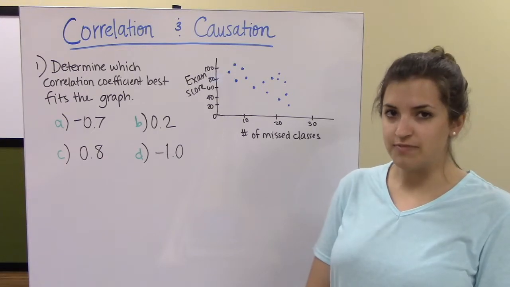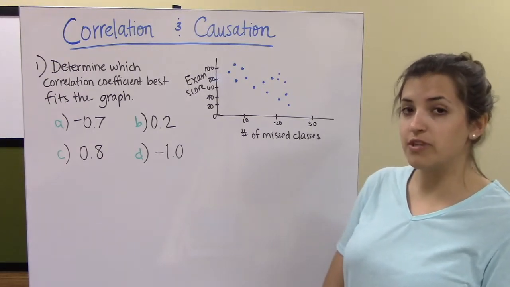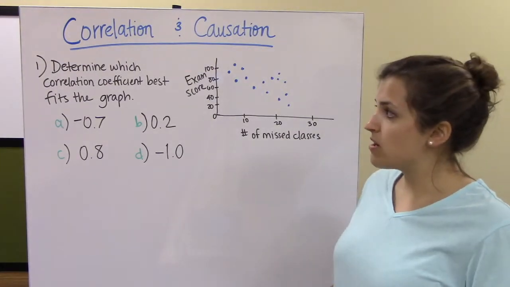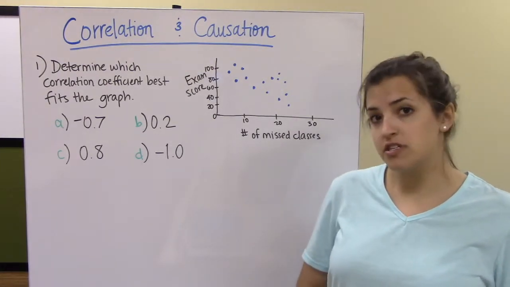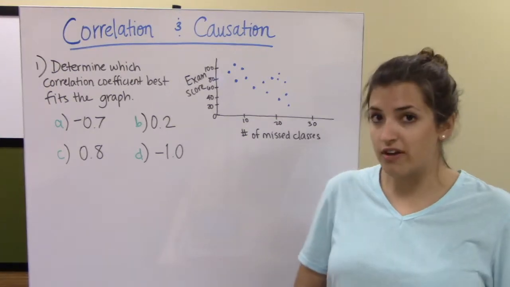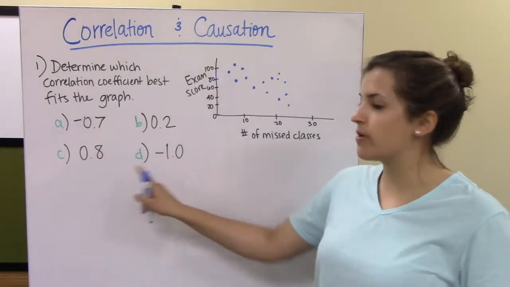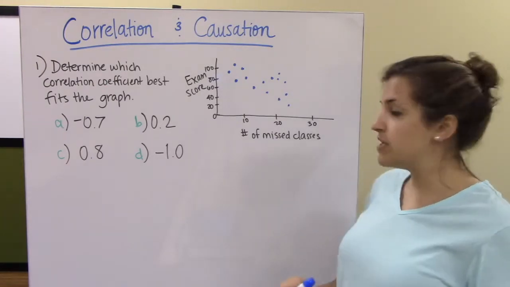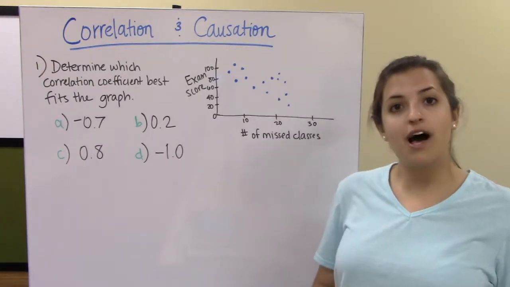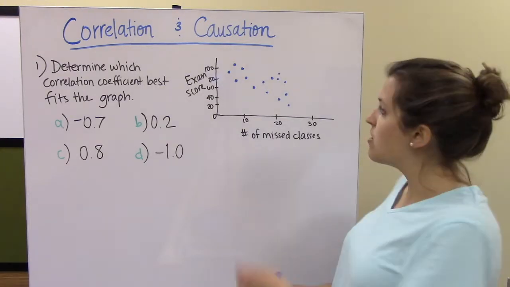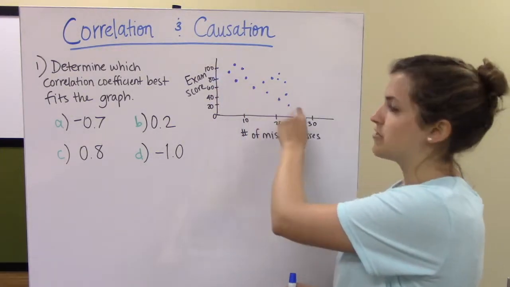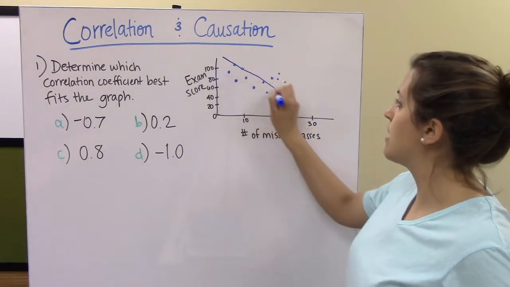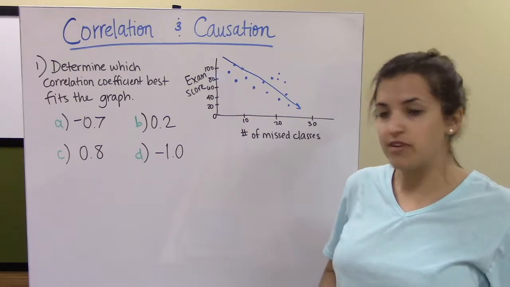So in our first question, we have a graph that shows us the relationship between the number of missed classes and exam scores. So we are to determine which correlation coefficient given to us best fits the graph. So we have to choose between one of these 4 correlation coefficients. So my first step would be to identify whether my correlation is positive or negative. Here, our trend is generally downwards. So we have a negative correlation. So I might draw a line right through it like that, see that we have a negative correlation.